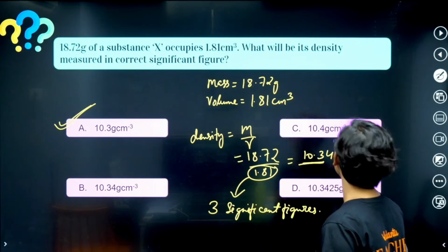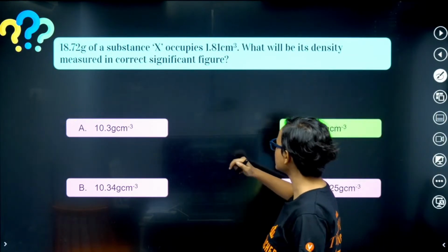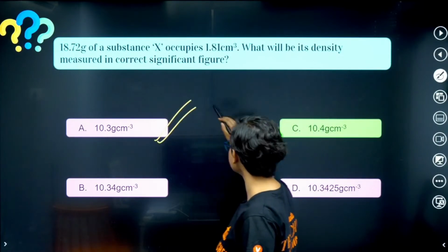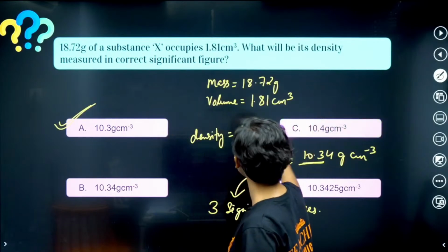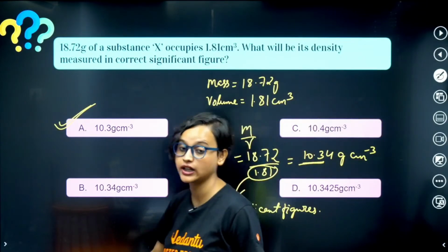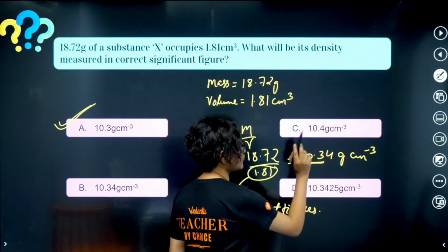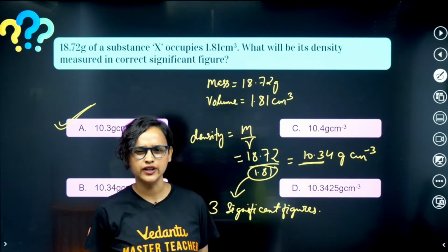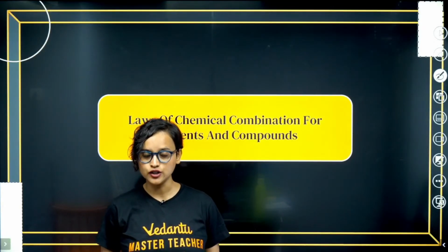I think there is a, no, actually, yeah, 10.4. No, it should be 10.3 only. It should be 10.3. This is the correct answer, okay? This is the correct answer, not this. Or maybe I have made a mistake somewhere. No, but this should be the correct answer. So 10.3, or maybe we can round it off and we can write it as 10.4 also, okay? But 10.3 should be the correct answer. Anyway.